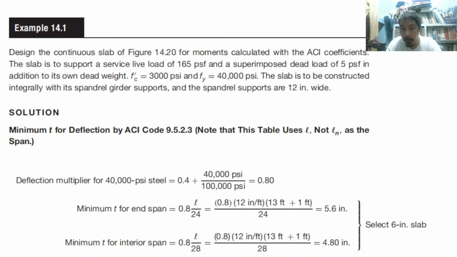So, let us talk about some problems and explain them using what we learned in establishing a very good approximate design method for continuous slab by using ACI coefficient. Okay.